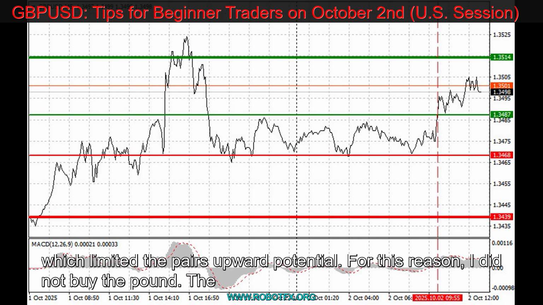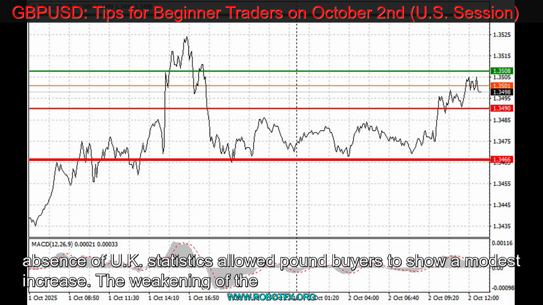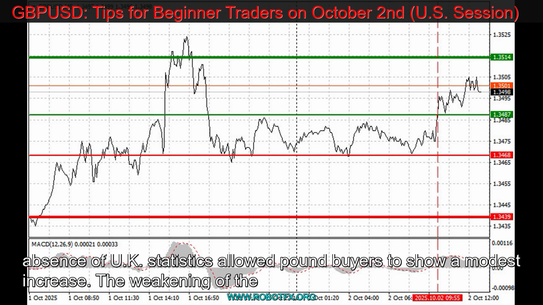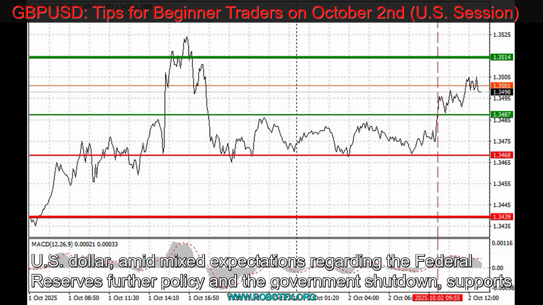The absence of UK statistics allowed pound buyers to show a modest increase. The weakening of the US dollar amid mixed expectations regarding the Federal Reserve's further policy and the government shutdown supports the British currency. In the near term, the GBPUSD pair's dynamics will depend on the flow of macroeconomic data from both countries and the rhetoric of central bank officials.